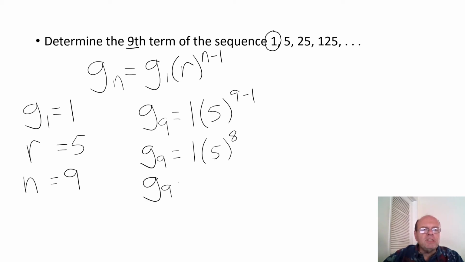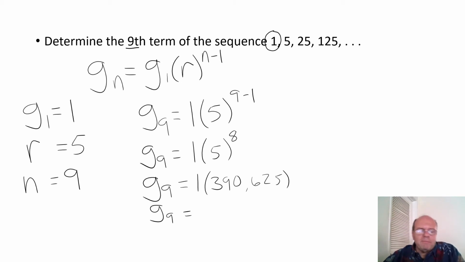With that, it's going to be g sub 9 is equal to 1 times 390,625. Now to get our final answer, g sub 9, 1 times anything is going to be that anything itself. So it's going to be 390,625 for our final answer.